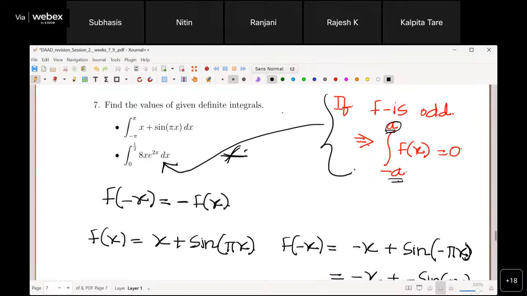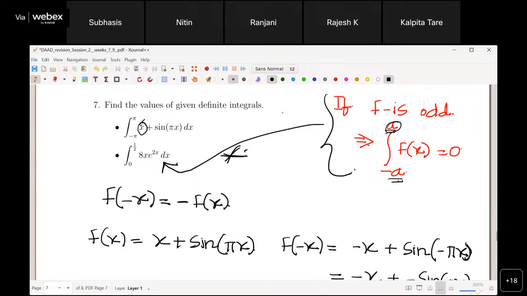Can we assume something like, if there is an x and e power something x involved, it will not be odd? Is there some shortcut like that? Maybe you can tell us those. No, see the thing is e power x is neither odd nor even.